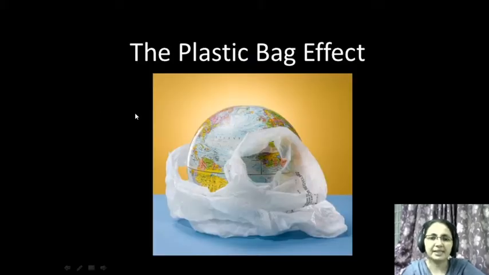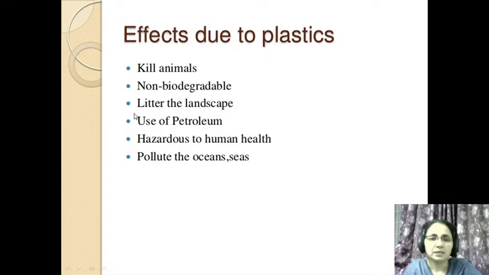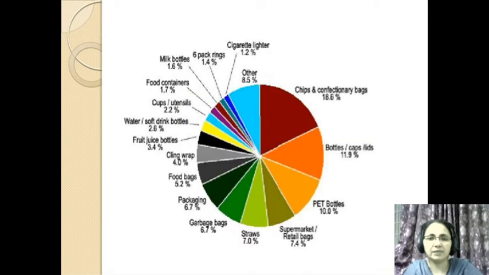So what is the effect of these plastic bags? Some of the effects are they kill the animals, because they are non-biodegradable. They litter the entire landscape, and the use of petroleum is hazardous to human health. They pollute the oceans, seas, and other water resources.